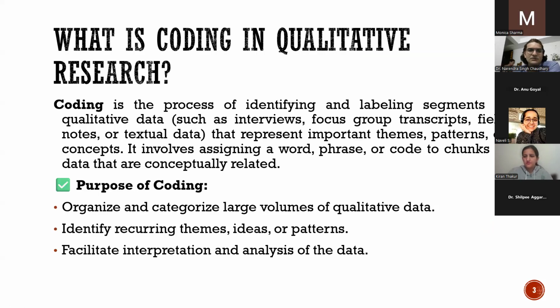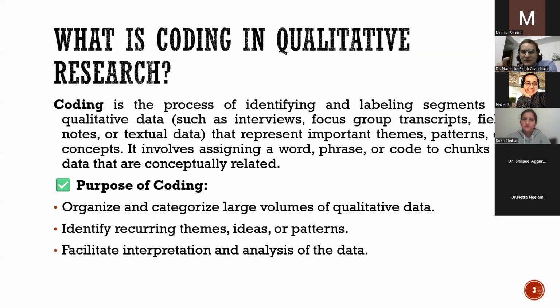And now moving ahead. When we talk about coding, especially in qualitative research, it has become a very important step in the process. Basically, the process is all about identifying and labeling segments of qualitative data. Generally we conduct interviews, we have focus group transcripts, field notes, or textual data. We also have observations, and audio and video clips. So there are important themes, patterns, or concepts in them.